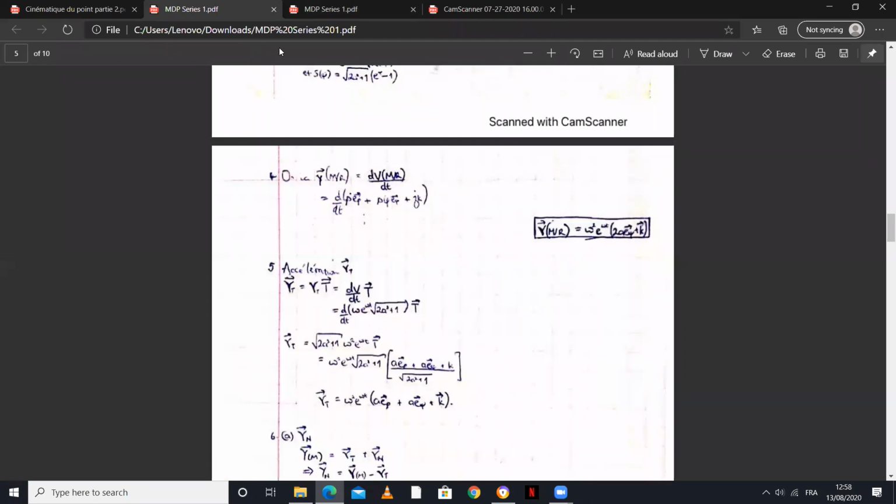I'll send you guys this polycop, this pamphlet, or this PDF rather, after the class.